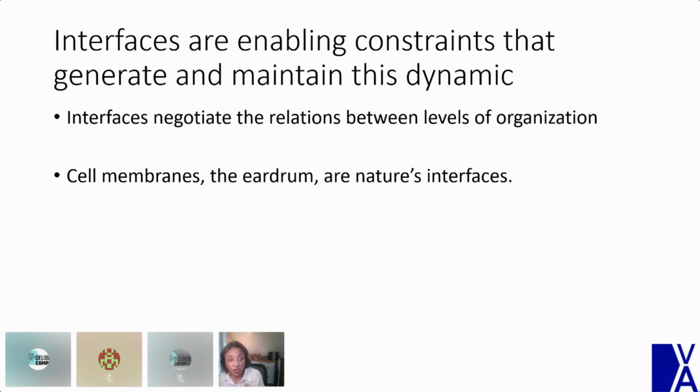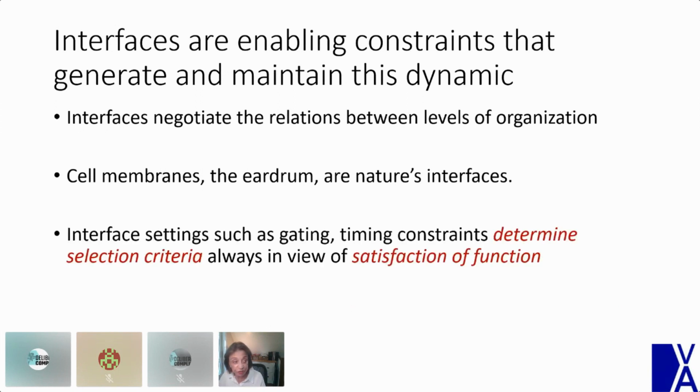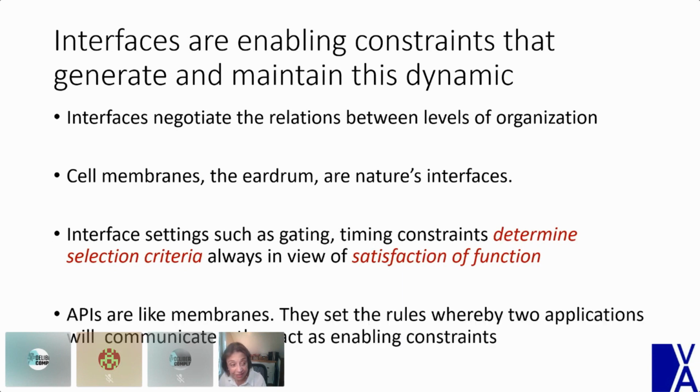In organisms, cell membranes, the eardrum, are examples of nature's interfaces. What do these interfaces do? They filter, they recode, they reformat, they select, just as ABC selects A, B, D to back to A, such as to carry out the functionality of the whole. And therefore, interfaces determine the selection criterion in view of which the function will be satisfied.